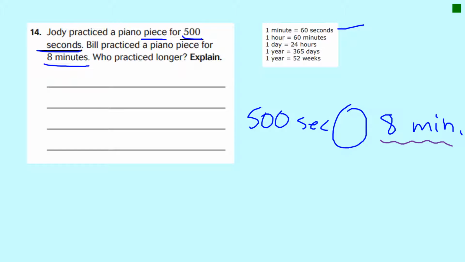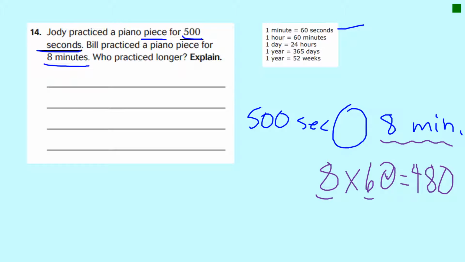Okay, so 8 minutes is how many seconds? 1 minute is 60 seconds. So 8 minutes of 60. Oh, see that 0? We can do mental math here. 8 times 6 is 48. Chuck that 0 on. 480. So 8 minutes is 480 seconds. So 500 seconds is greater.